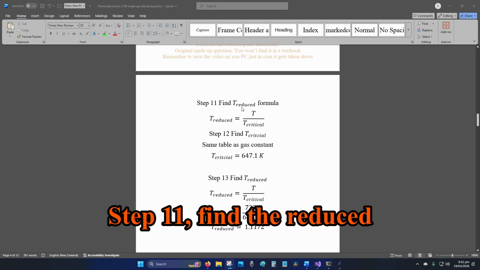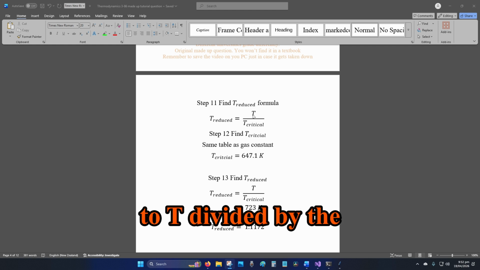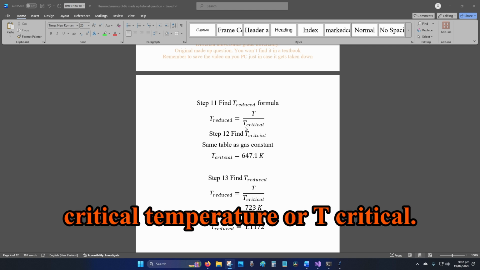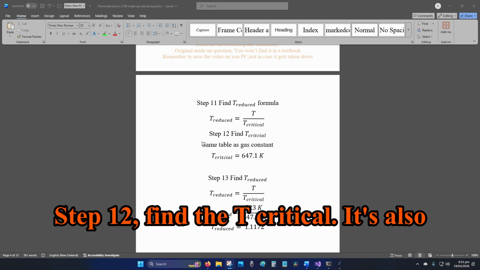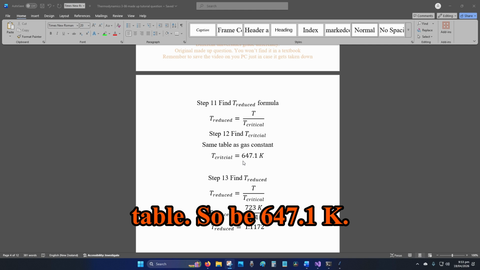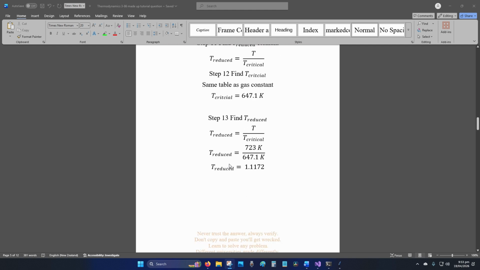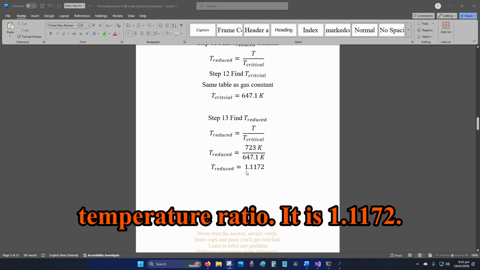Step 11, find the reduced temperature formula. So T reduced is equal to T divided by the critical temperature, or T critical. Step 12, find the T critical. It's also in your gas constant table, so it'll be 647.1 Kelvin. Step 13, find the reduced temperature or temperature ratio. It is 1.1172.